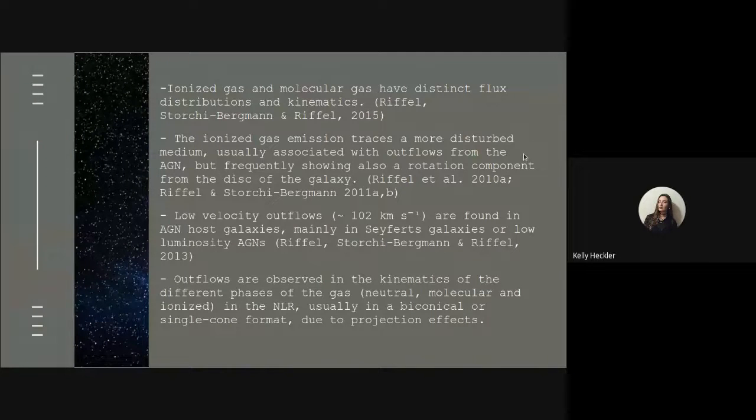Low-velocity outflows are found in AGN host galaxies, mainly in Seyfert galaxies or low-luminosity AGN like LINERs. Outflows are observed in the kinematics of different phases of gas, as I said before, neutral, molecular, and ionized, in the narrow line region, usually in a biconical or single cone format due to projection effects. But the impact caused by the AGN outflow on the host galaxy is not fully known yet.